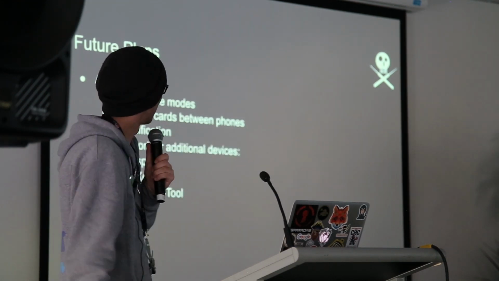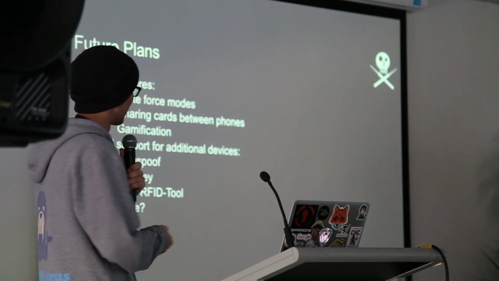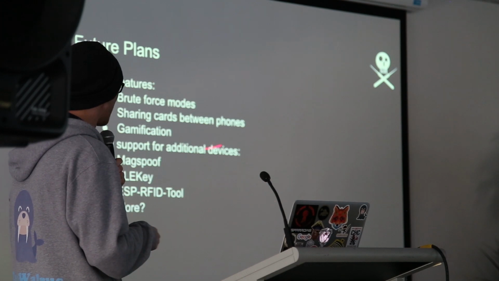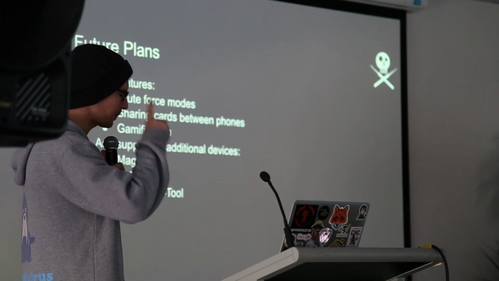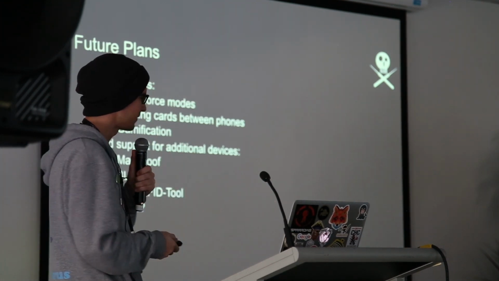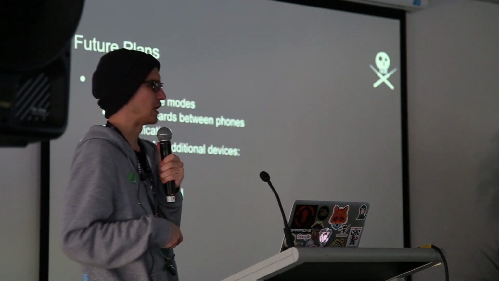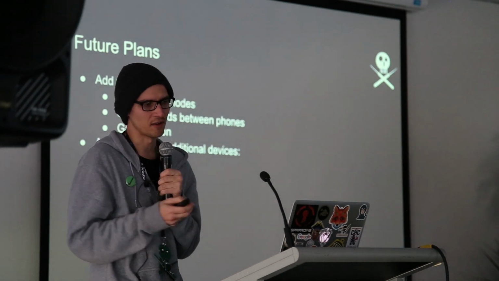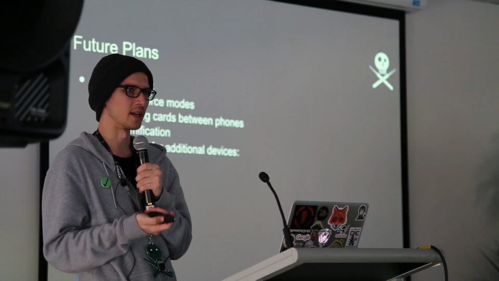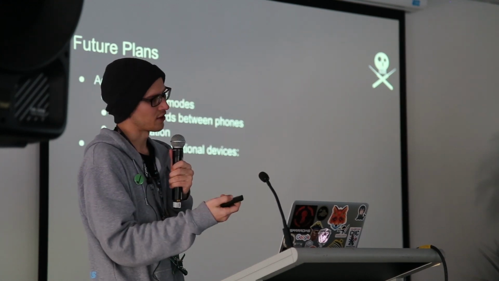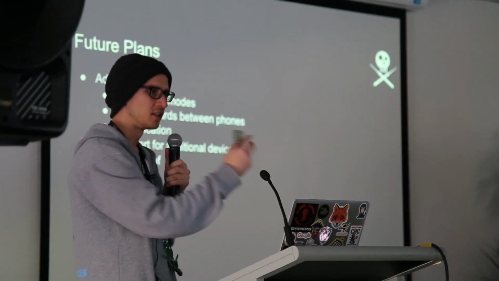And then, adding additional device support. This might change, it depends on how much the technology is used. MagSpoof is for cloning magnetic stripe cards. BLE key and a bunch of these other devices are not really in the line of card cloning per se. It's something that you can inject behind the reader.